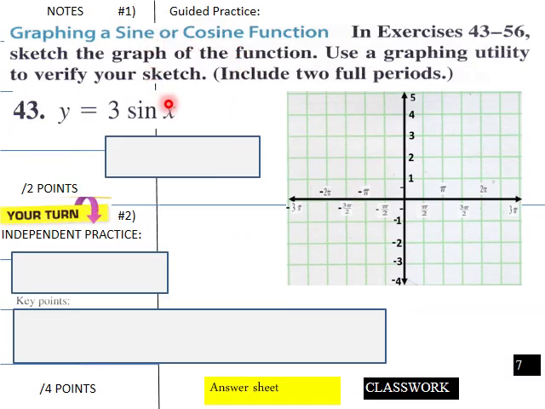Okay, let's try an example. I'm going to sketch the graph of y equals 3 sine x. Use a graphing calculator to verify your sketch.